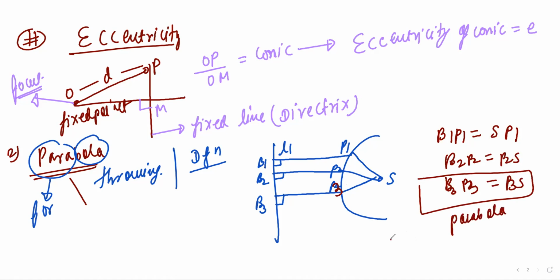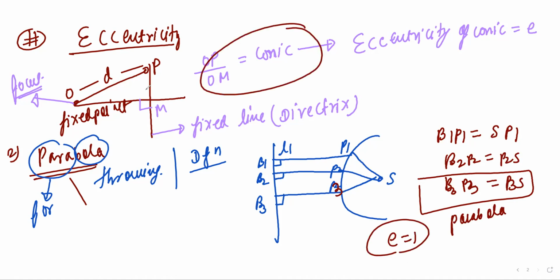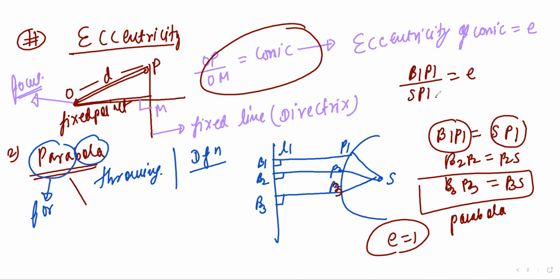Right. It means eccentricity is 1 for parabola. I have defined the conic section here now. So it is OP divided by the perpendicular distance, that is OM. So this is your OP and this is the perpendicular distance. This should be equal to P1 upon SP1, which should be equal to E. Right, and here E is 1. That's why they are equal to each other. Understood? So this is the condition for parabola. So write it down. Then I will show the next definition of it.